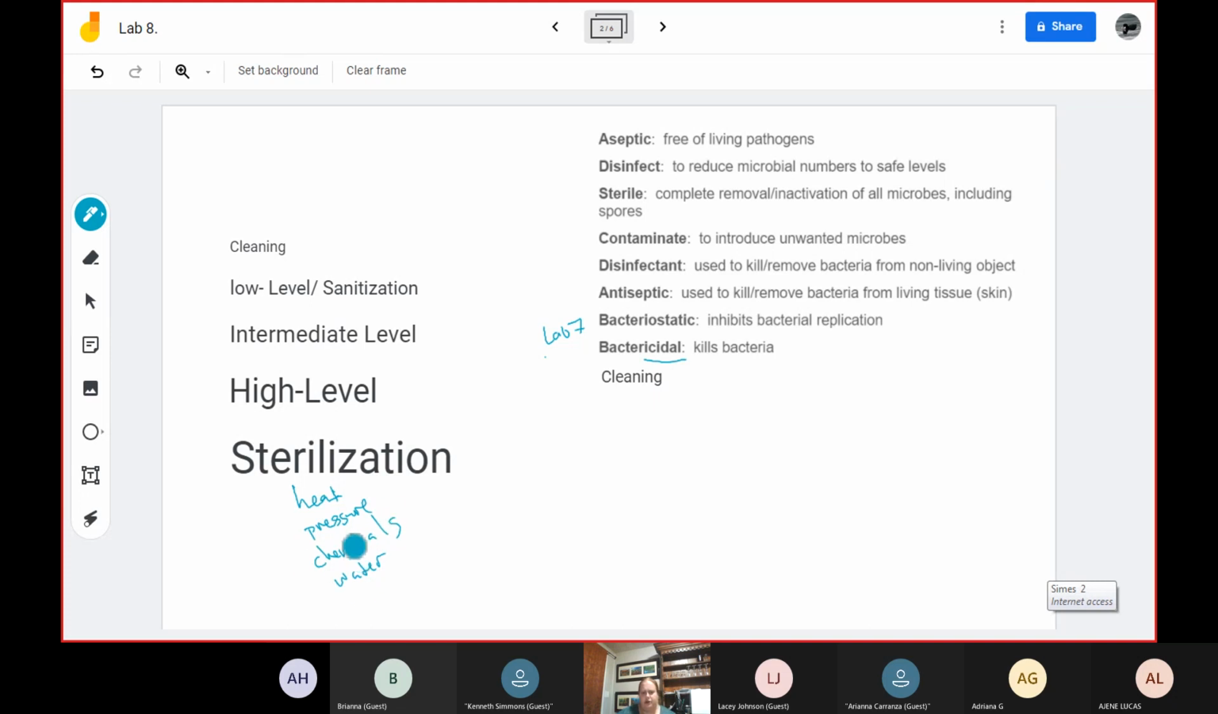For example, some of the chemicals are a gas. So instead of using heat for things that are sensitive to heat, you could potentially sterilize with a gas. And then moving down the chain from sterilization, there's high-level disinfection.